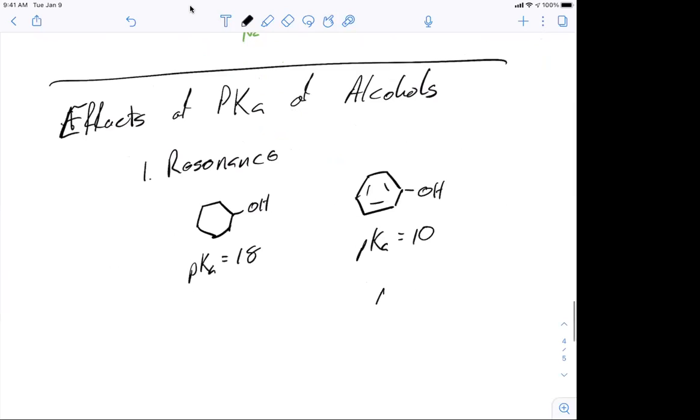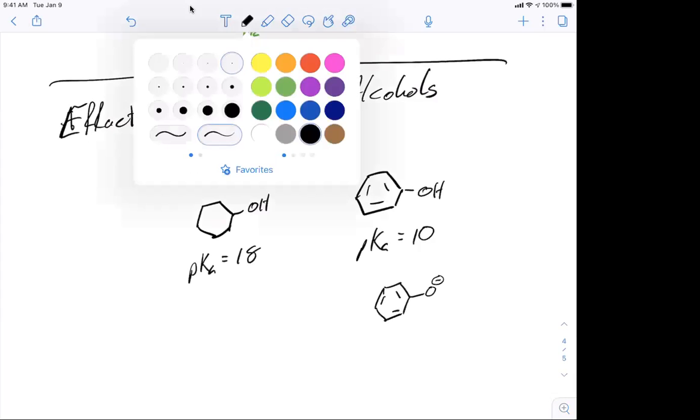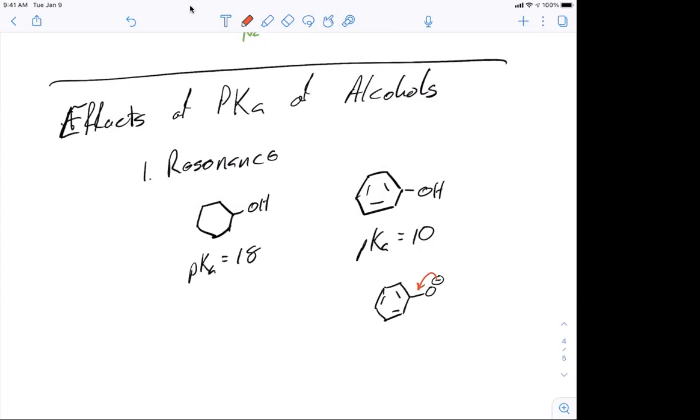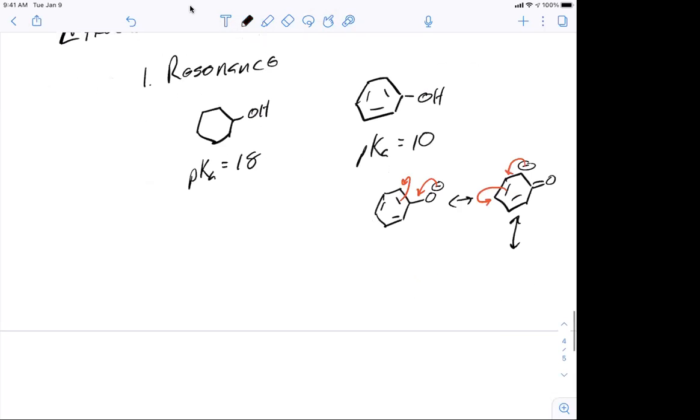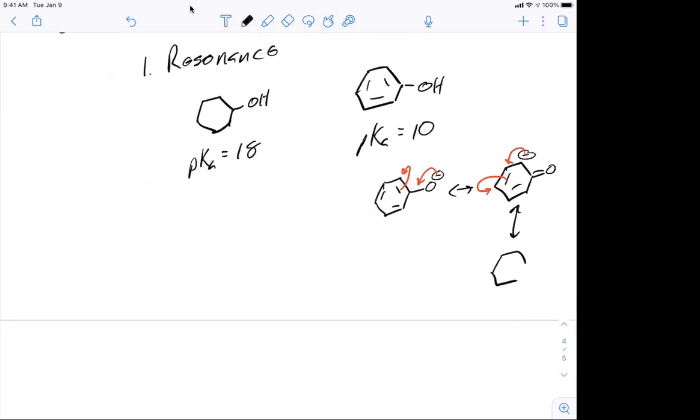Because of the resonance here of the conjugate base, right? That's going to stabilize this quite a bit. So one of the things to watch for is resonance stabilization, right? So resonance stabilization will make it more acidic because the conjugate base is more stable.